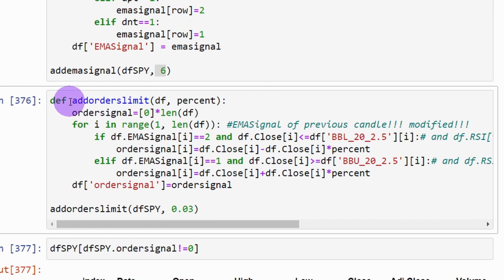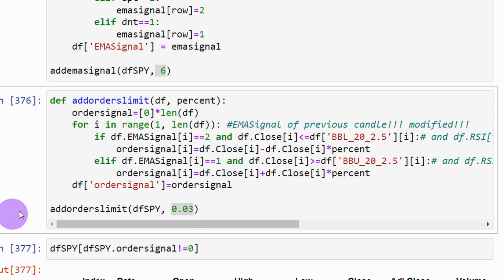This is where we're adding a new function called add orders limit. It takes 2 parameters, the data frame we would like to analyze and the percent. The percent is the 3% distance we have described in the algorithm. So either we use 3%, or we put the order at 2% or 1% or even 0%, meaning at the closing price of the signal candle. I left this as a parameter so we can also experiment and change it according to which currency we are trading and whatever data frame as well.